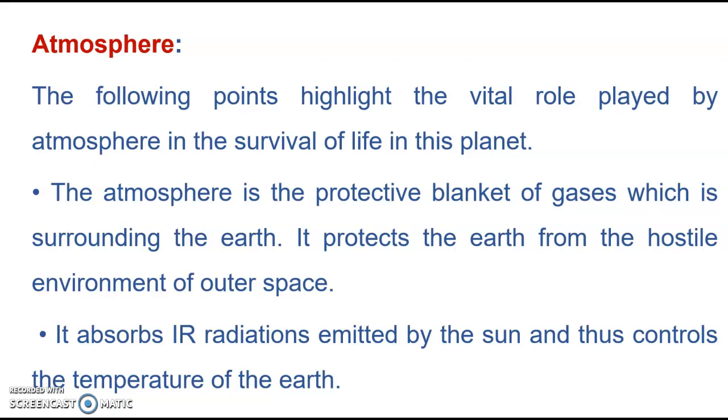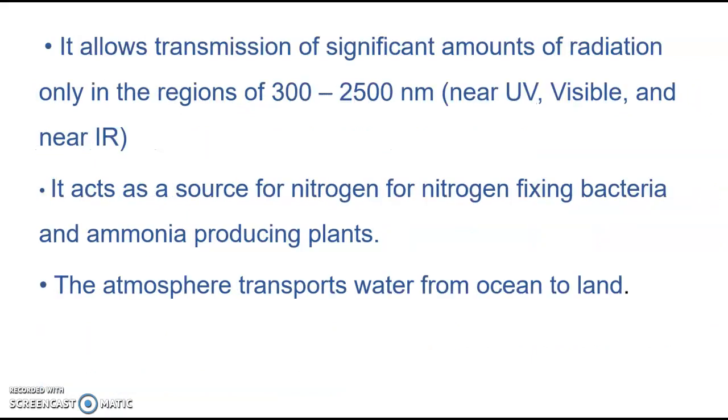Atmosphere absorbs most of the harmful IR radiations emitted by the sun. The earth is also emitting radiation, re-emitting the IR radiation to the outer space. All these are absorbed by the atmosphere and thus it controls the temperature of the earth. And it allows the transmission of a significant amount of radiation in the region 300 to 2500 nanometer. That is, very harmful radiations are not allowed to enter the earth surface.